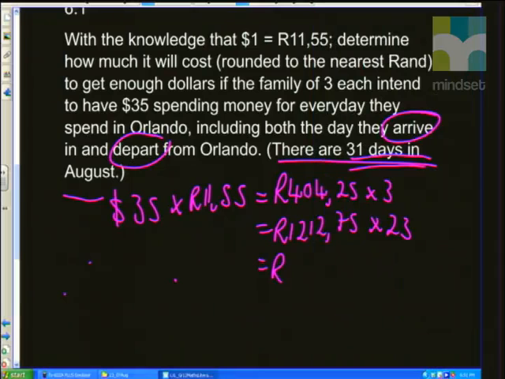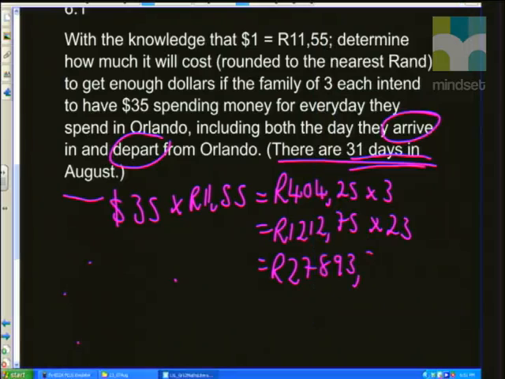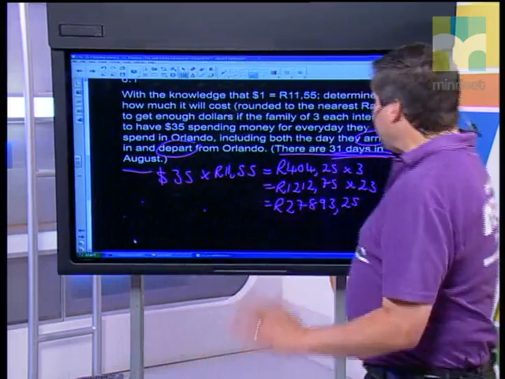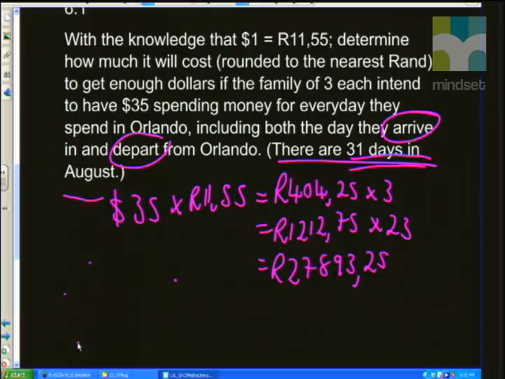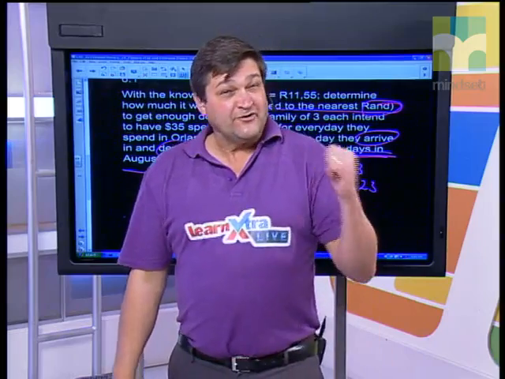27,893 rand. And how many cents was it? And 25 cents. That's a lot of money. That's a whack load of money, hey? That's scary, for only $35 a day. But have we answered the question? The question says quite clearly, round it to the nearest rand. So that rounded off is going to give me 27,893 rand. Sure, that's a lot of money, but what a great question.